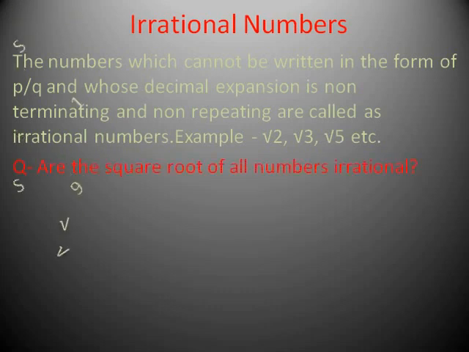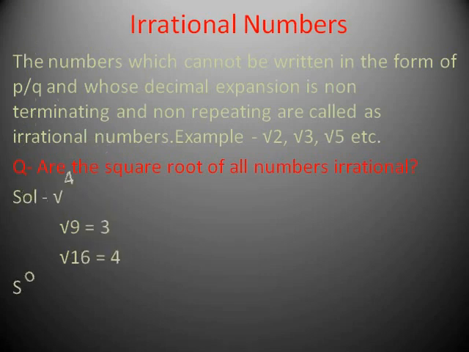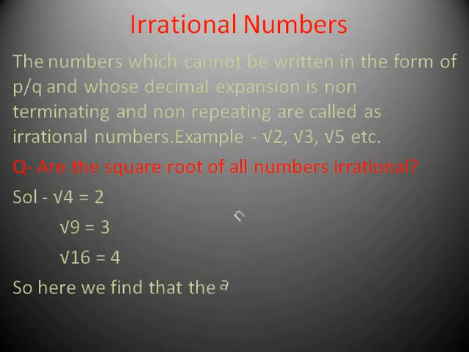Here a question arises that are the square root of all the numbers irrational? Let's see the solution. Square root of 4 is equal to 2, which is a rational number. Square root of 9 is equal to 3, which is a rational number. So here we find that the square root of all the numbers are not irrational.